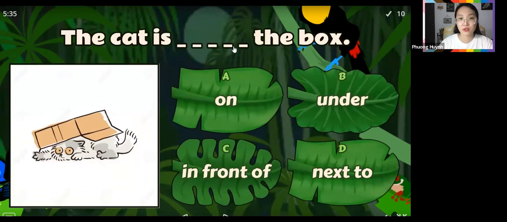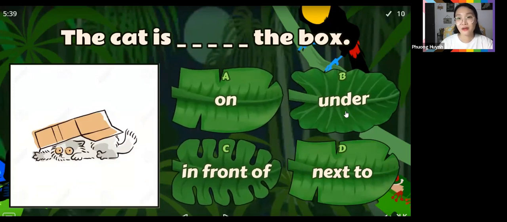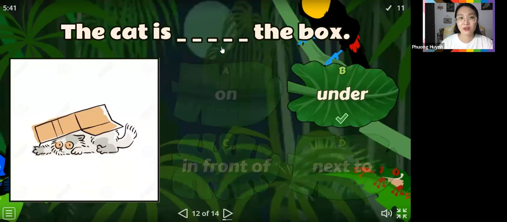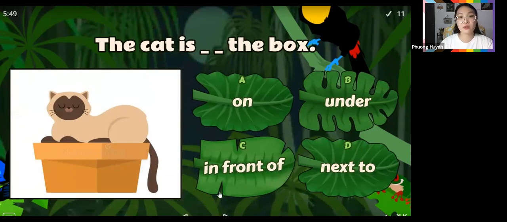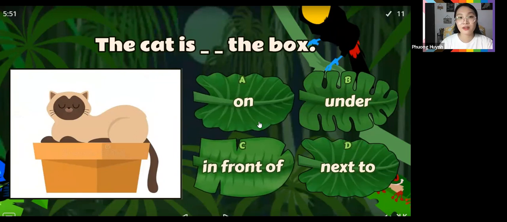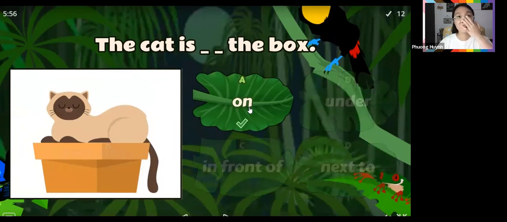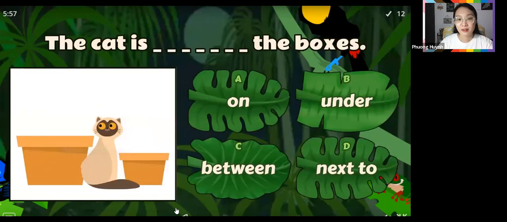So which one do you choose? The cat in the box. So I would say, yes, under. Right. So you choose B, correct. And another one, this one will be number 13. So we say the cat in the box is on. So can you tell me the difference between, all right.